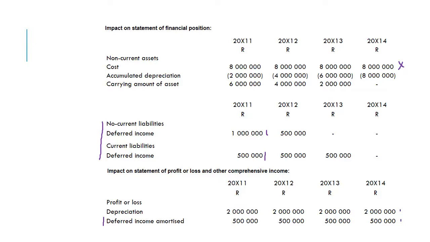Now what you guys can go and do is compare the two options and go and look at the effect in profit and loss. But the effect in profit and loss is the same. Why? Option 1 had a negative 1.5 million. Option 2 has a negative 2 million but a positive 500,000, which in effect is negative 1.5.